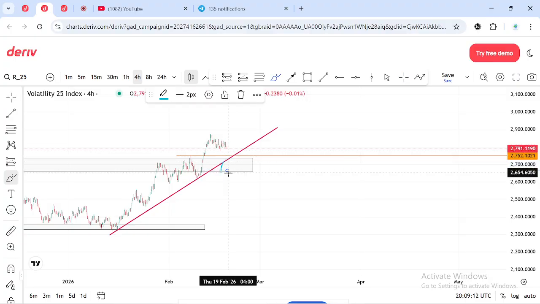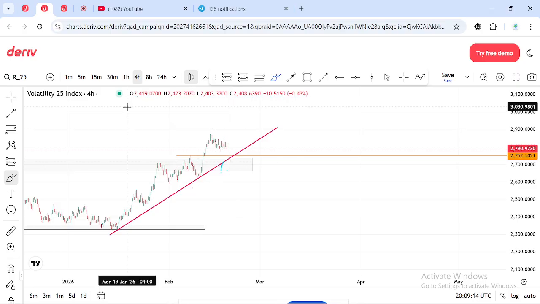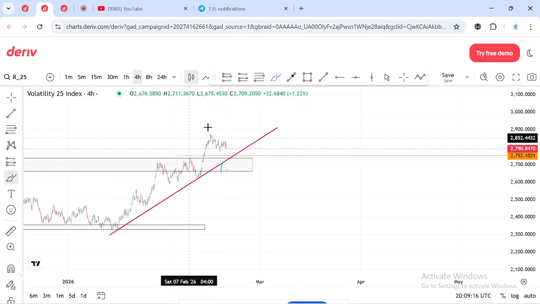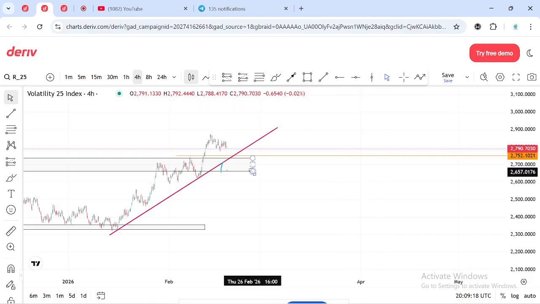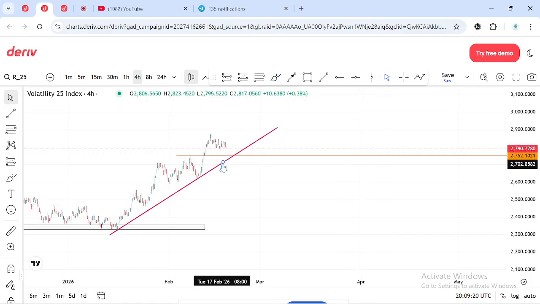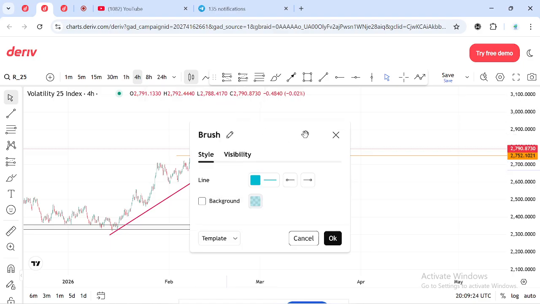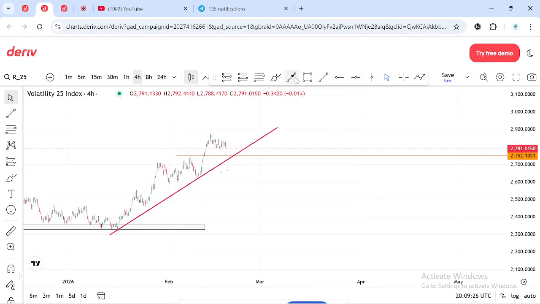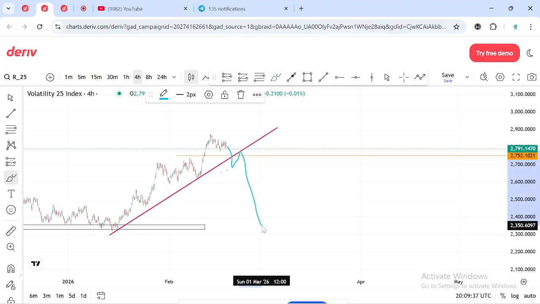Okay, let's take this back. I'll just remove this. Hold on, okay, good. So I'll remove this zone. So if we can get price to clearly break this point and retest it in alignment with this resistance point, it will be a good one for price to drop to this point. That is for volatility 25 index.